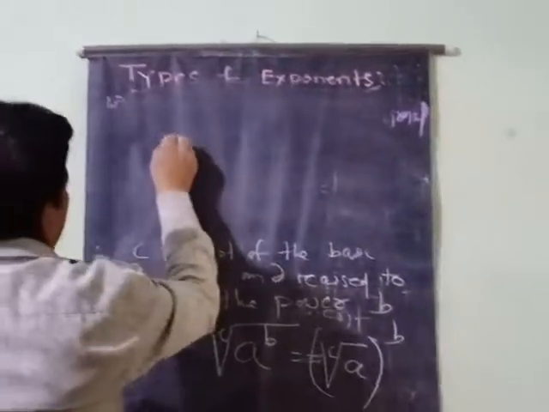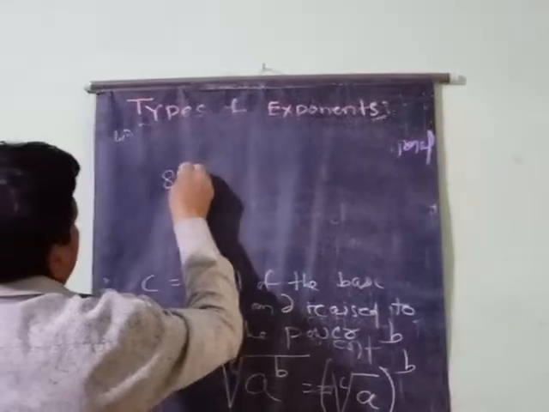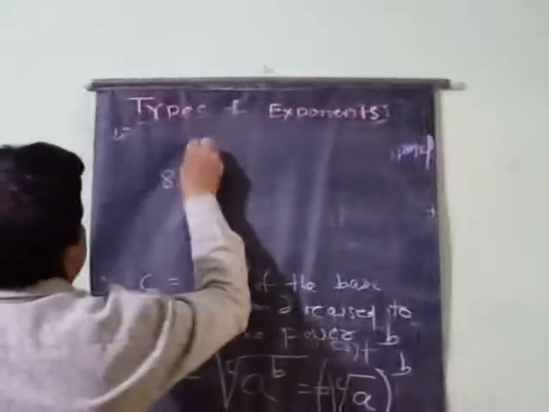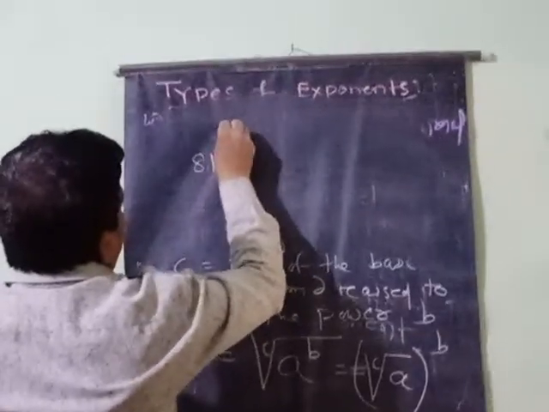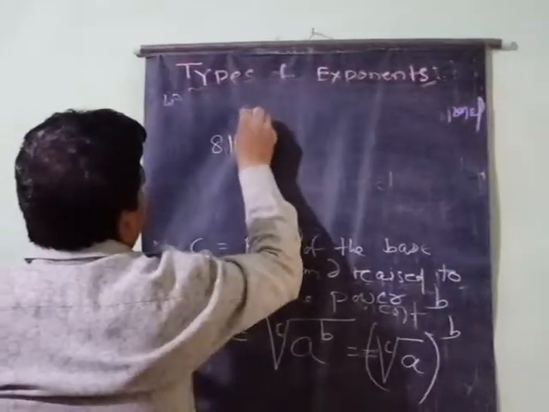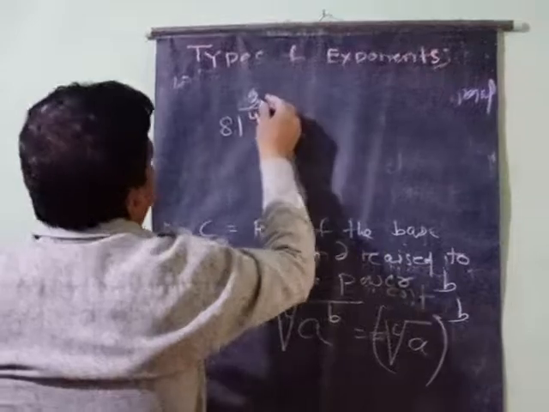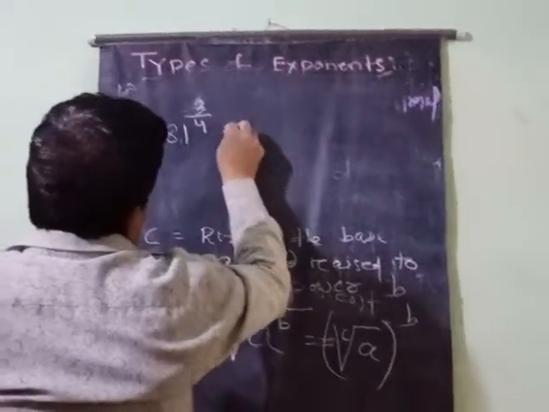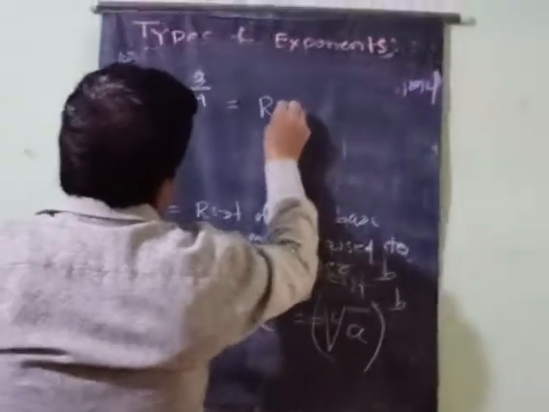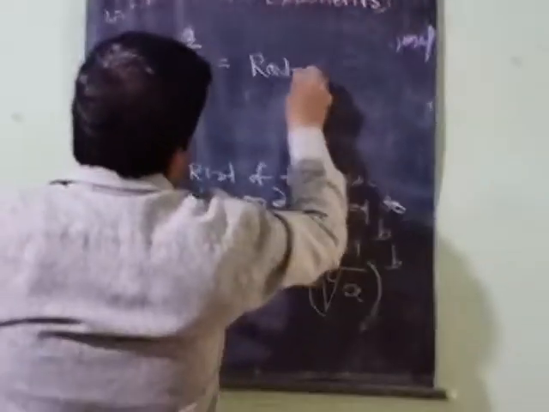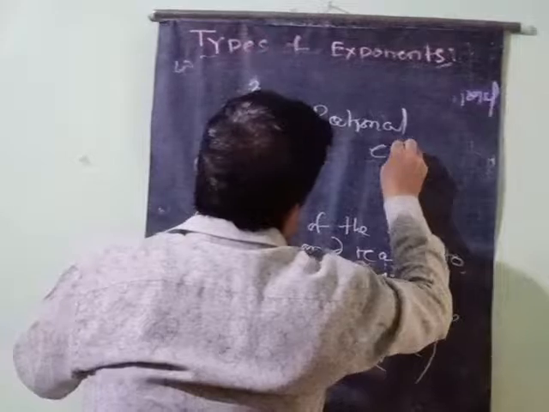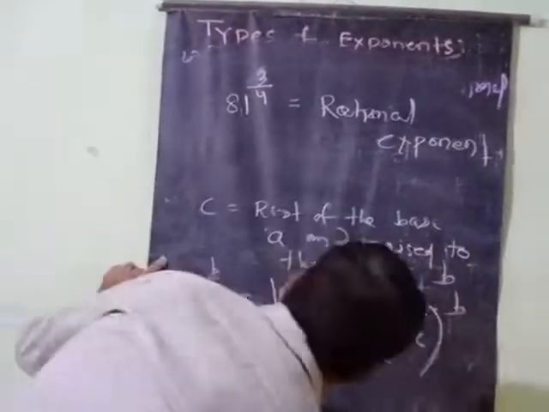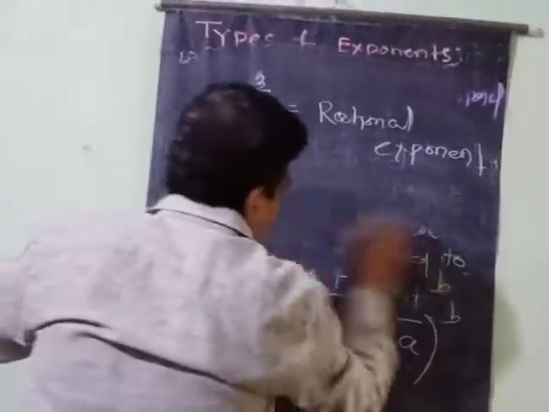So 81 to the power 3 upon 4. 3 upon 4 is an example of what? It is a rational exponent, because the power of the exponent is also a rational number, or a fraction.